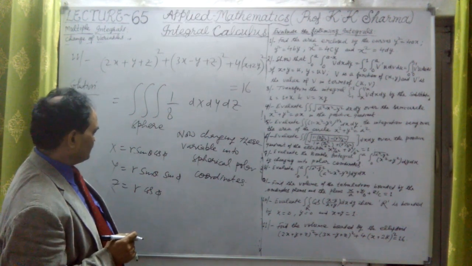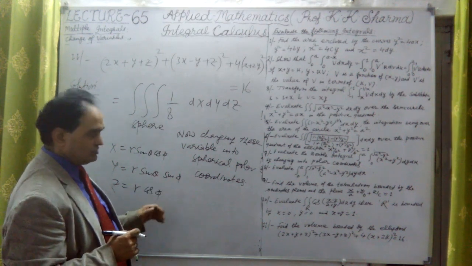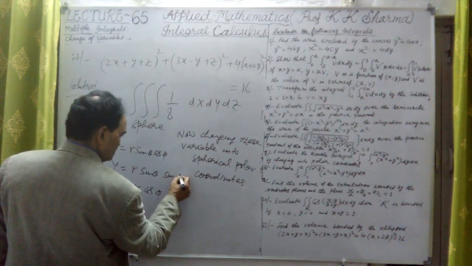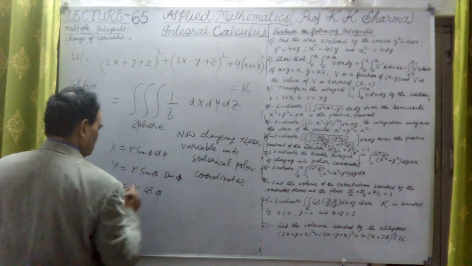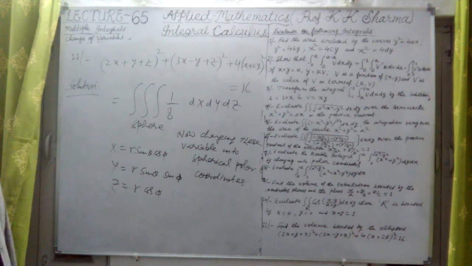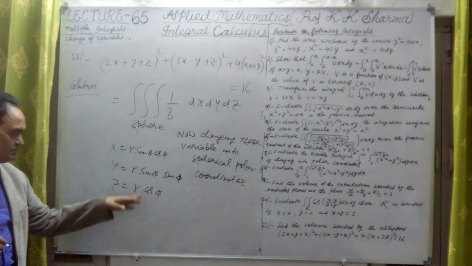R cos phi. Okay, this is how we convert them. So this is r cos theta phi. Okay, so these are the spherical polar coordinates. Then what are the limits of this? We have to find out the limits and then the value of this.